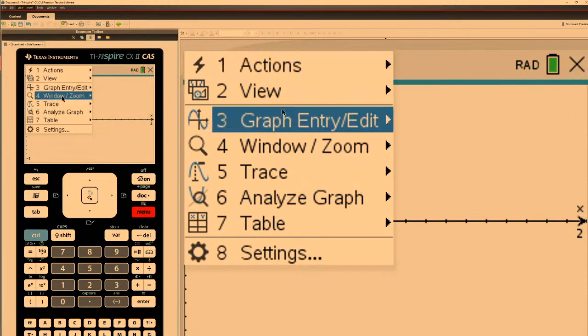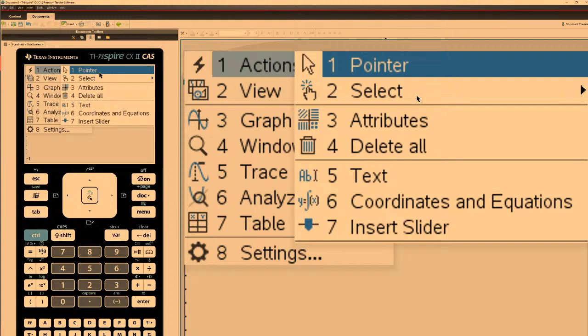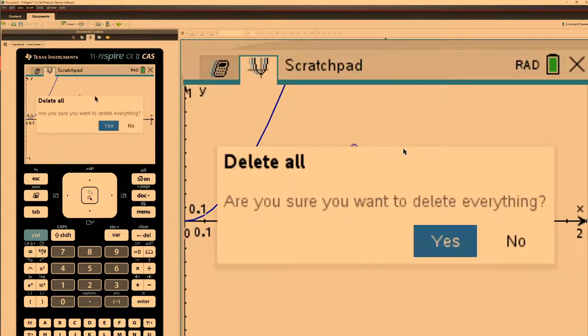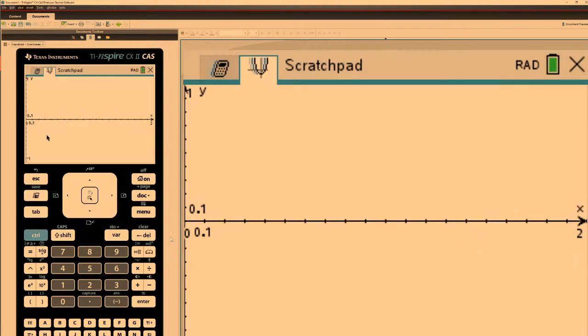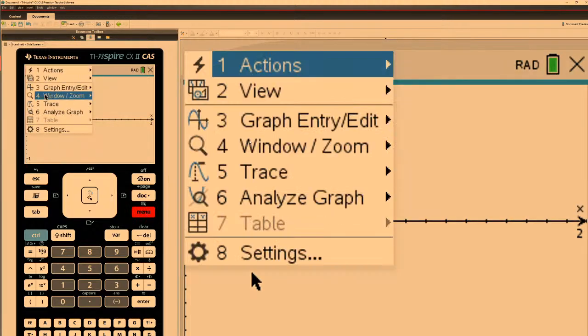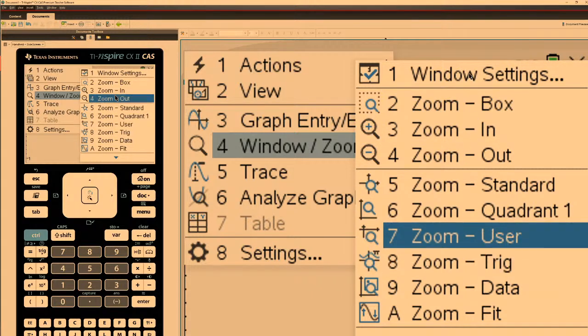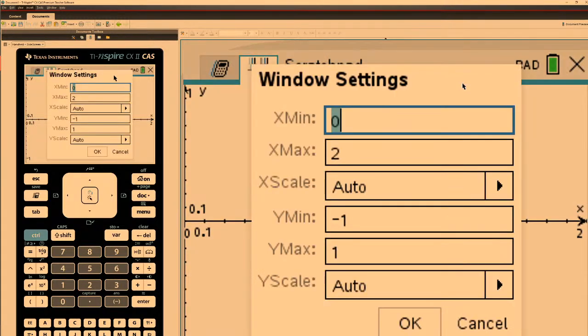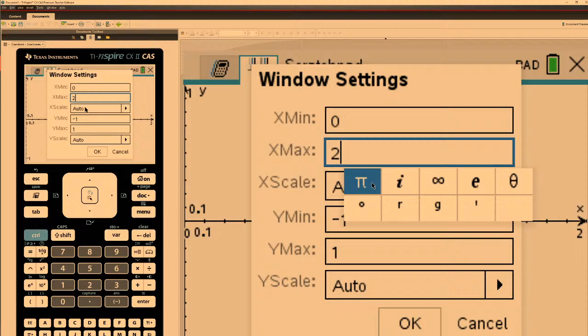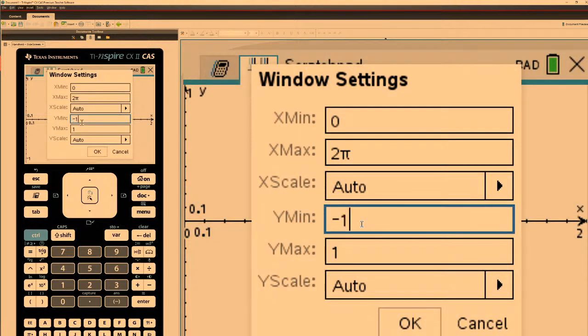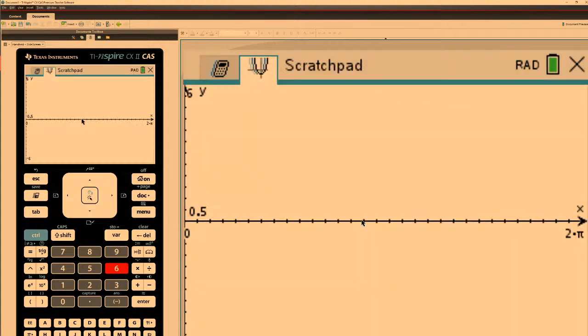And I'm going to go to Menu, Actions, delete all. And Menu, Window Zoom. Actually, I'm not going to go to the standard zoom. I want to go between 0 and 2 pi. Earlier, I changed my x min and x max to be -1 and +1. I'm going to put these back to like -6 and 6. I think that's around the default.